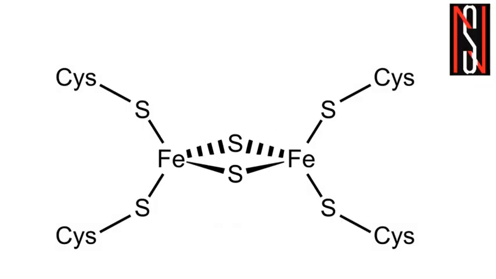These bridging sulfurs are the inorganic sulfurs, and see that there are 4 cysteinyl sulfurs, and the irons are tetrahedrally surrounded by the sulfur sites. Among these 4 sulfur sites, 2 are cysteinyl and 2 are bridging inorganic sulfurs.